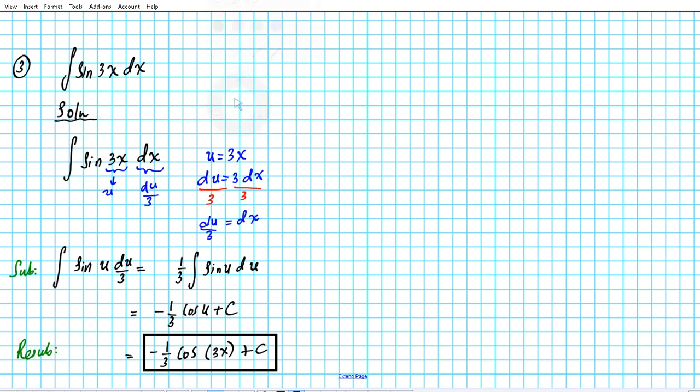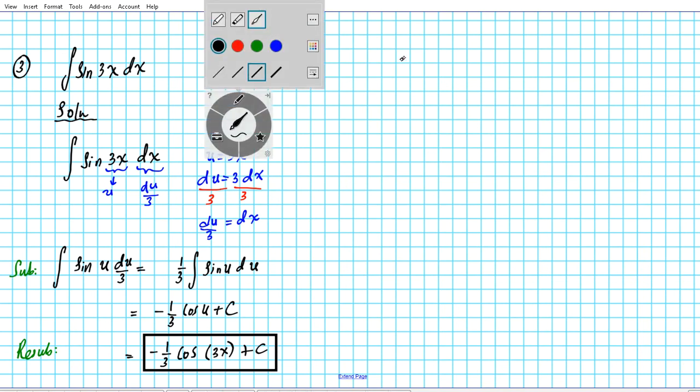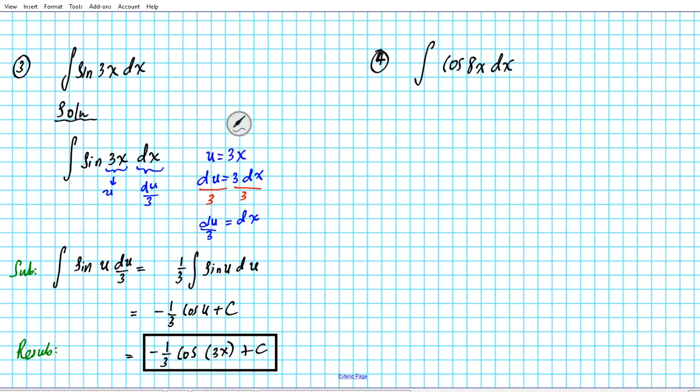Okay, let's take a look at another problem, question number 4. Now for question 4, what if we are to evaluate the indefinite integral of cosine 8x dx? All right, so this is very similar to question number 3. So I want to integrate cosine 8x dx.